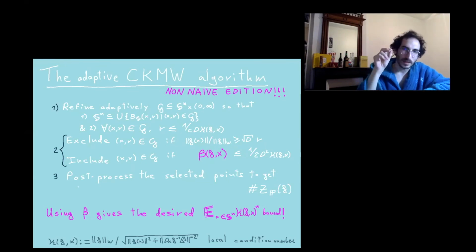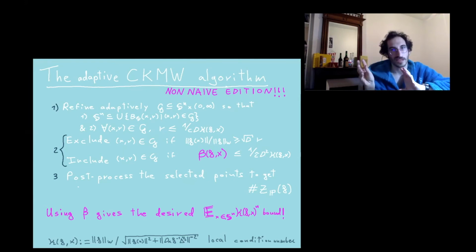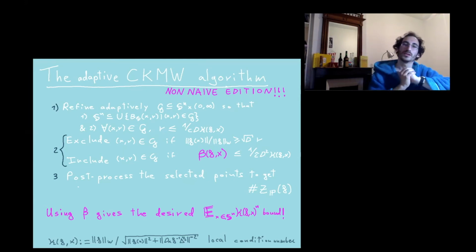Note that the main change is that now we have beta f x instead of the evaluation of the system, and now we only have 1 over kappa. And this is essentially the thing that allows us to only get the integral of kappa f x to the n, which has a finite expectation.